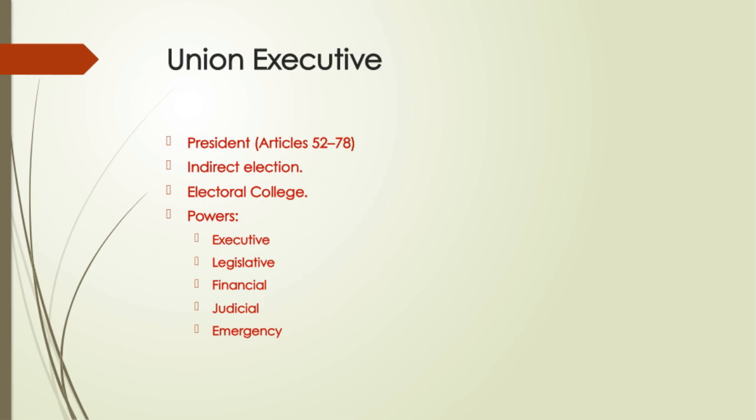They include executive powers, which involve implementing laws and running the government. Their legislative powers allow them to influence lawmaking, often through recommendations or vetoes. They also have financial powers, such as approving budgets and expenditures. The judicial powers enable the president to appoint judges and influence the judiciary. In times of emergency, they can take special measures to protect the nation. Additionally, the president has a union executive role, meaning they oversee the entire federal administration.